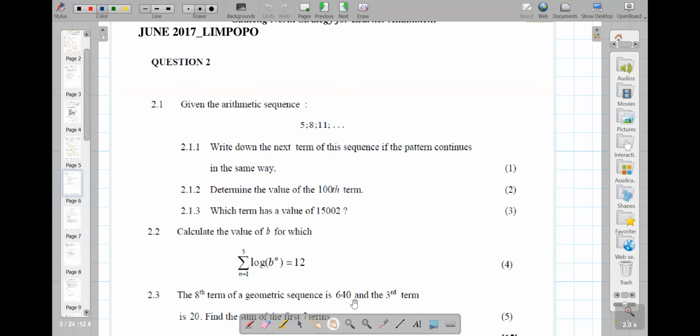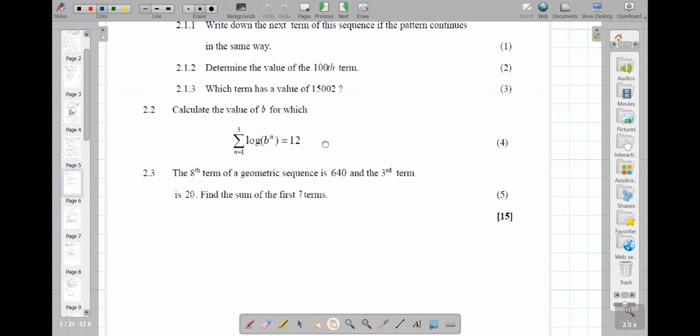Okay, hello everyone. So this is the second section of number patterns, sequence, and series. In this session, let's solve some different types of questions, not the ones that we did in the first one. Like the first question, 2.1, is an arithmetic sequence. We need to find the next terms and the 100th term and which term is 15,002. That all seems good and in order.